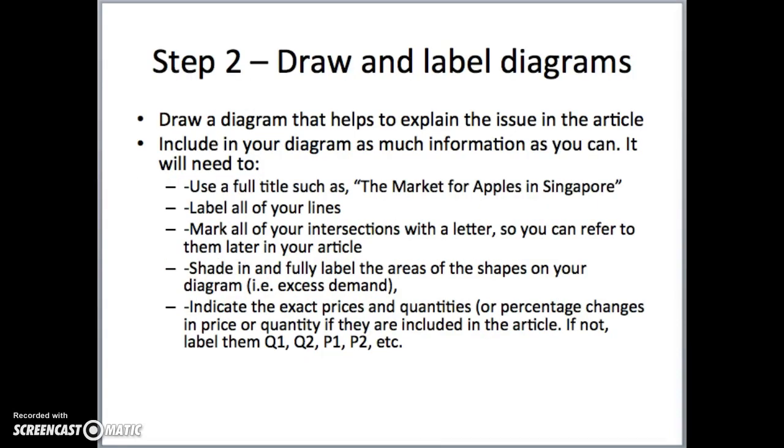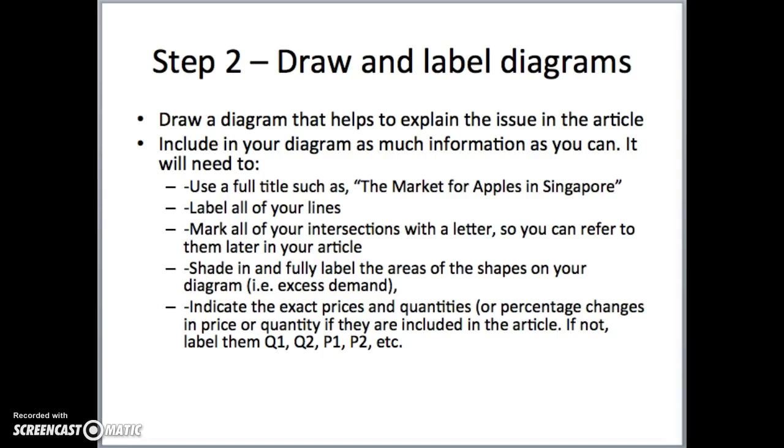Okay, step 2. Draw and label diagrams. You should have identified these in your internal assessment planning anyway, so now you need to draw the diagrams. Remember, when you're drawing the diagrams, you need to use an appropriate title. Don't use a generic title. So if it's talking about the market for apples in Singapore, put the market for apples in Singapore, so it's precise. Label all your lines, including your axes. Mark your intersections with letters, as I'll show you in a second. Shade in any areas that you're going to want to explain in more detail.